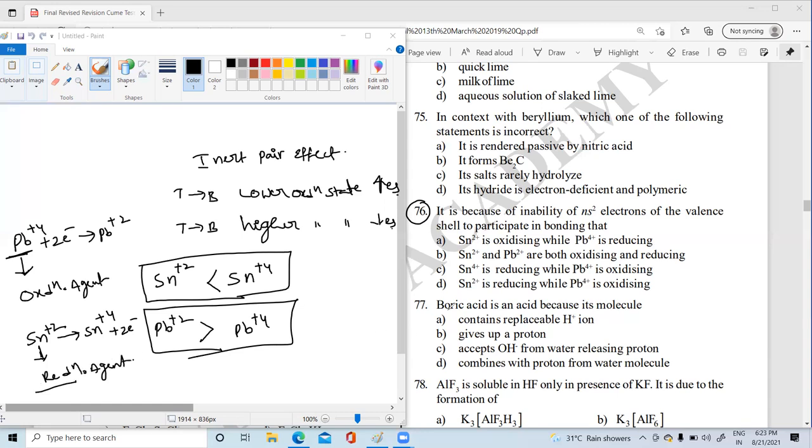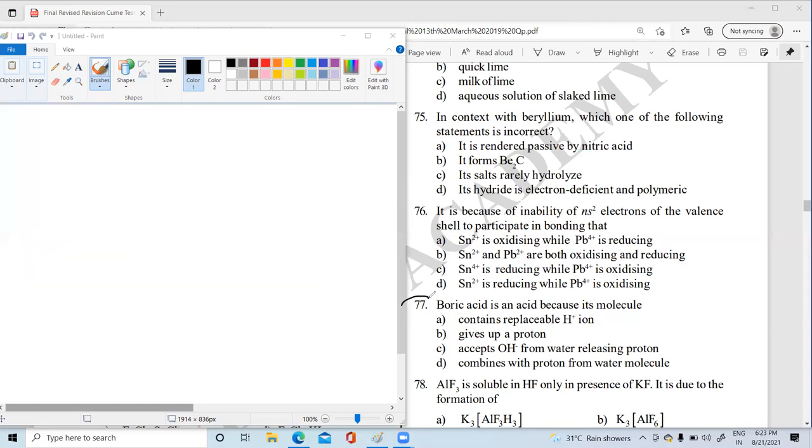Let's see option 4: Sn+2 is the reducing agent. Why? Because Sn+2 is unstable, so it undergoes oxidation. Pb+4 is unstable and is converted to Pb+2 by gaining electrons, acting as an oxidizing agent. So option D is the correct one, students. The remaining options are all wrong.